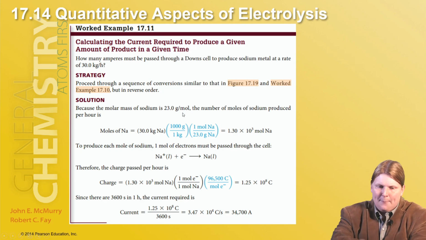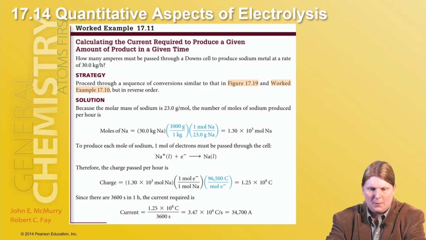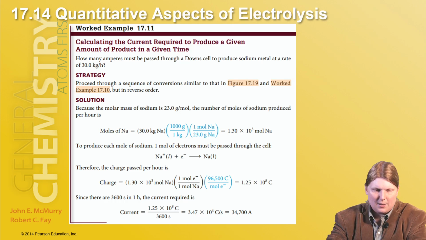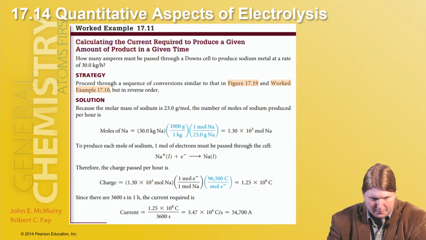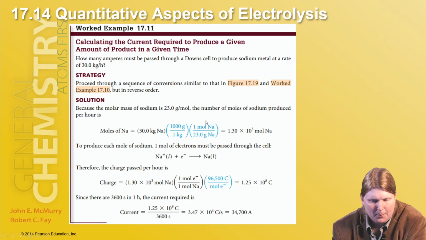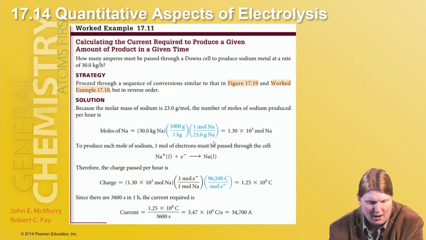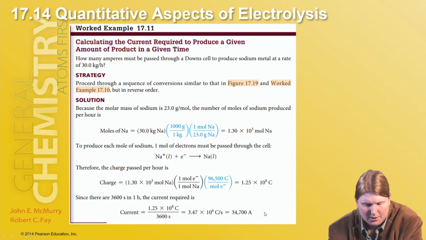Here I look at another example that works similarly. They say, how many amps must we pass through the cell to produce sodium metal at this rate? Okay, so first we need to calculate the number of moles of sodium produced per hour by converting the kilograms into moles. So that's how many moles I need per hour. To produce each mole of sodium, I need 1 mole of electrons. So then I can say this is the charge passed through, which is this same number of moles converted into coulombs. And then I need 1 hour, so I get 3,600 seconds in an hour. And then easily here I can calculate the current that's required.